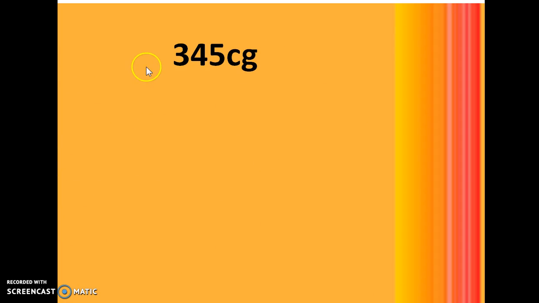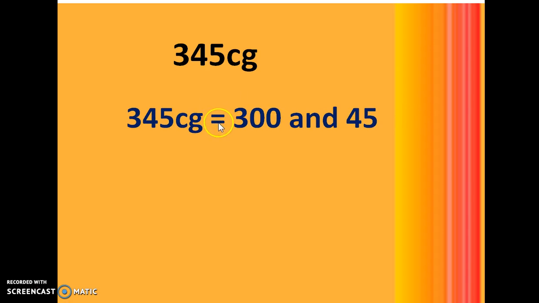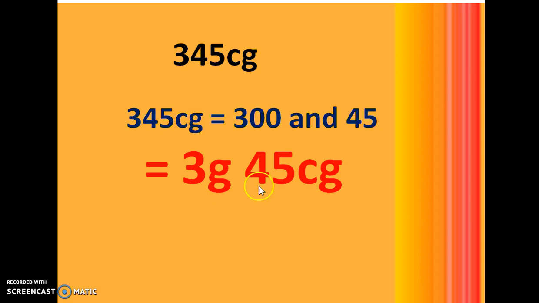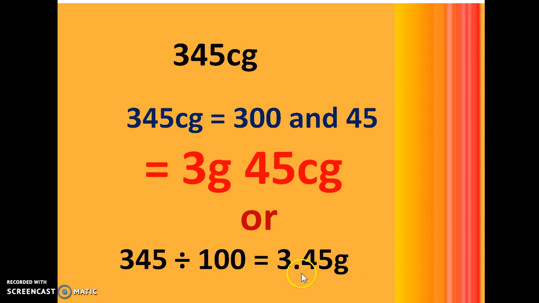Here you have another question. 345 centigram. We want to change it to grams. First of all, you split it. 345 can be expressed as 3 grams, 45 centigrams. You're correct. But you can also do it this way by inserting your point. Don't forget that. You have 345 divided by 100. Then you have 3.45. How do we get that?